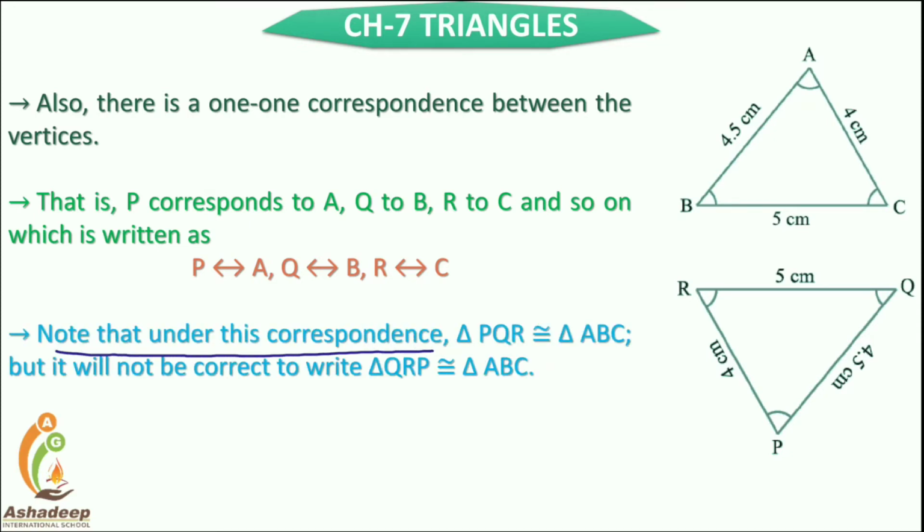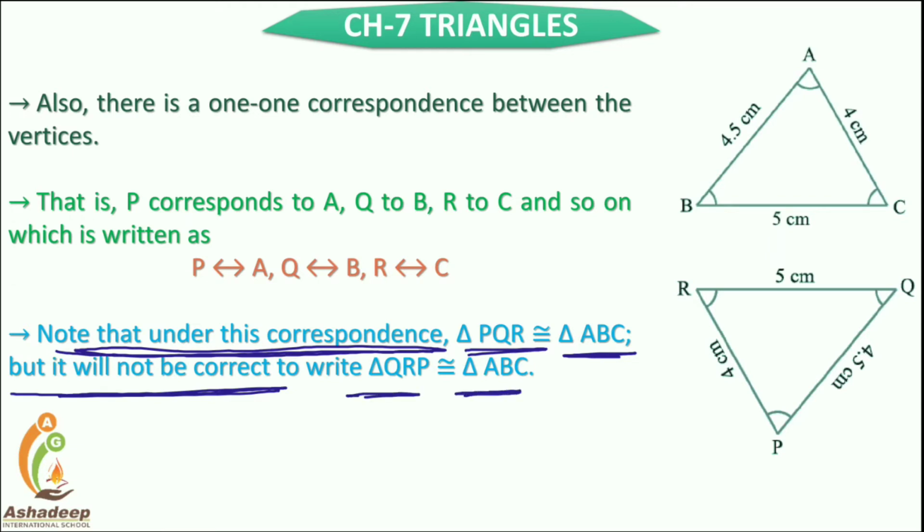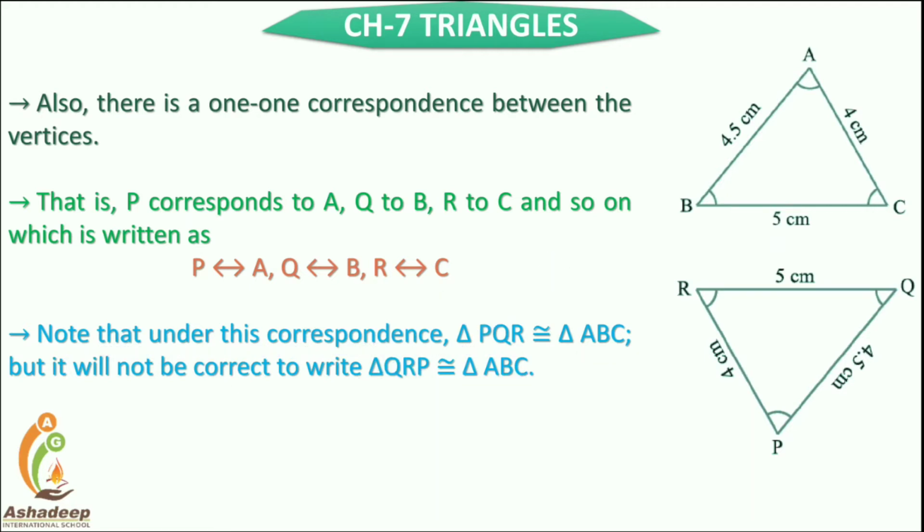Note that under this correspondence, PQR is congruent with ABC, but it will not be correct if you write QRP congruent to ABC. This is the incorrect form, right? You compulsorily need to write PQR is congruent with ABC. Okay.